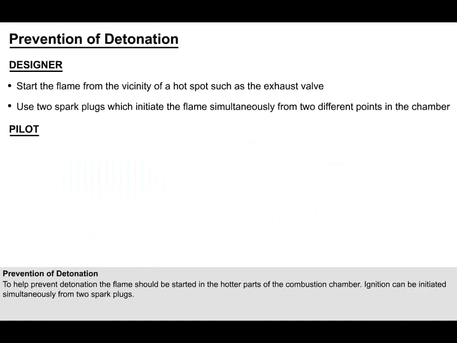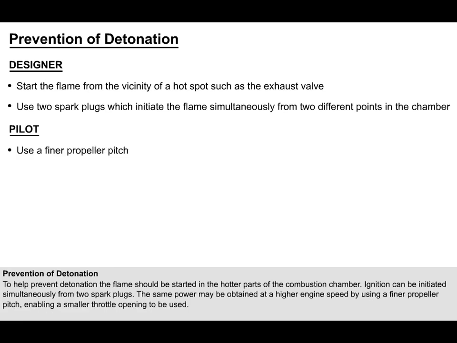The pilot can also take a number of actions to help prevent detonation. On aircraft with variable pitch propellers, the same power may be obtained at a higher engine speed by using a finer propeller pitch. This enables a smaller throttle opening to be used, which helps in two ways. The smaller throttle opening reduces the cylinder pressure, and the higher running speed cuts down the time available for detonation to develop.